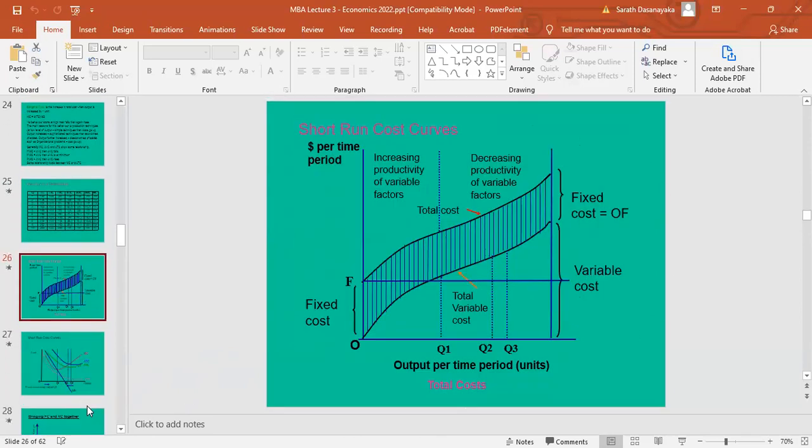Then you can see the shape of the short-term cost curves. This is what we call the fixed cost curve, the horizontal or flatter one. You have the total variable cost curve. This is the total cost, and this is the total variable cost. This is the total fixed cost. Then you can see here we say the increase in productivity of variable factors, the decrease in productivity of variable factors, and that way we can analyze. Once we do the case studies, you will really understand all these things.